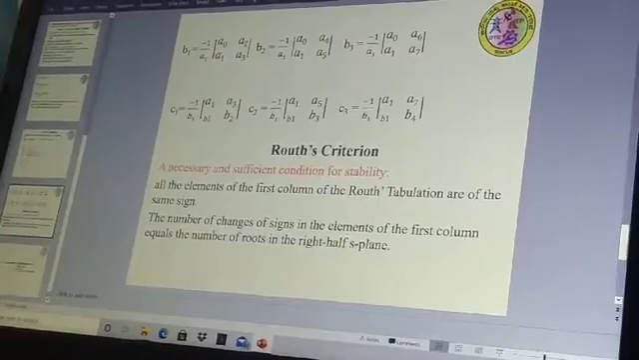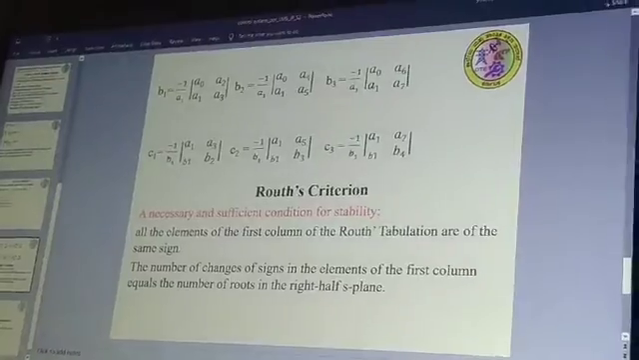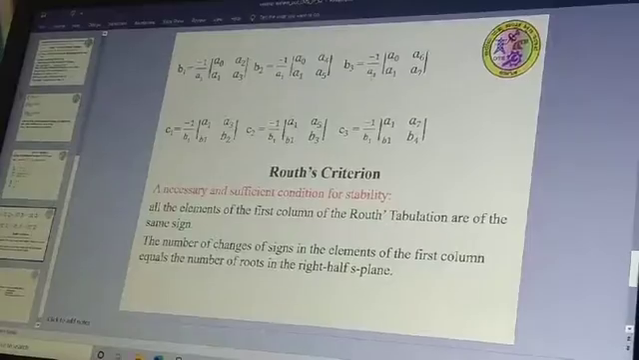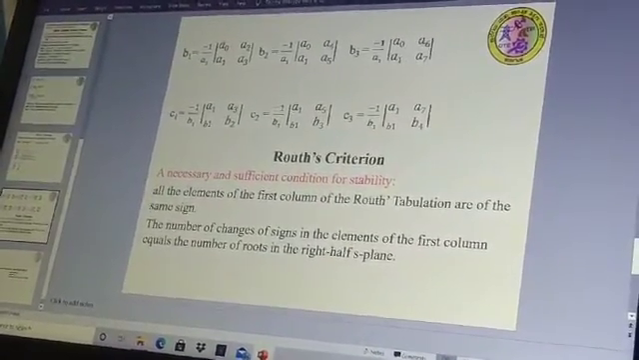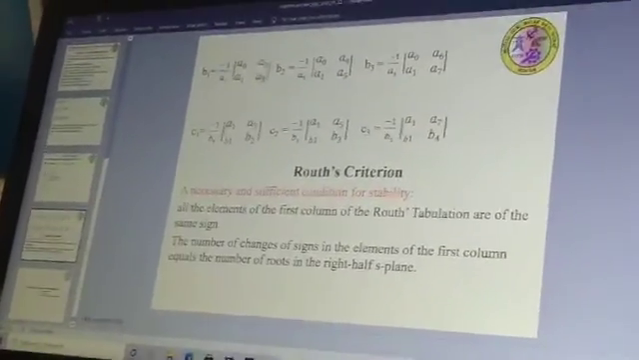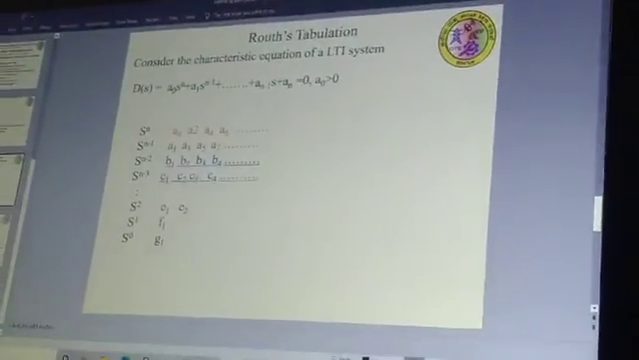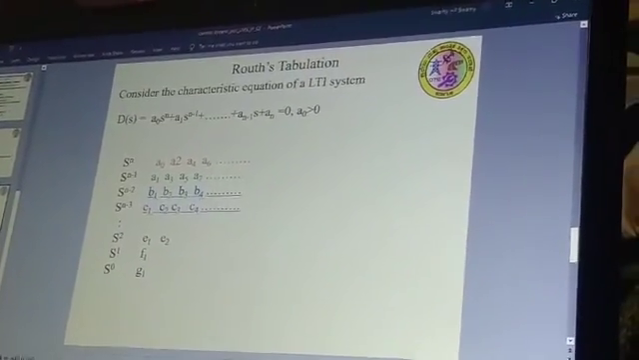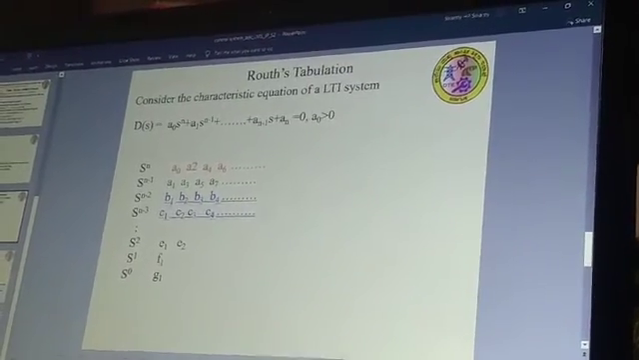Similarly, b2 is equal to minus 1 by a1, determinant of a0, a5, a1, a4. Similarly, b3 is equal to minus 1 by a1 into determinant of a0, a7, a1, a6. After finding the values of b1, b2, b3, b4, if you want to calculate c1, c1 is equal to b1 a3 minus a1 b2 divided by b1.